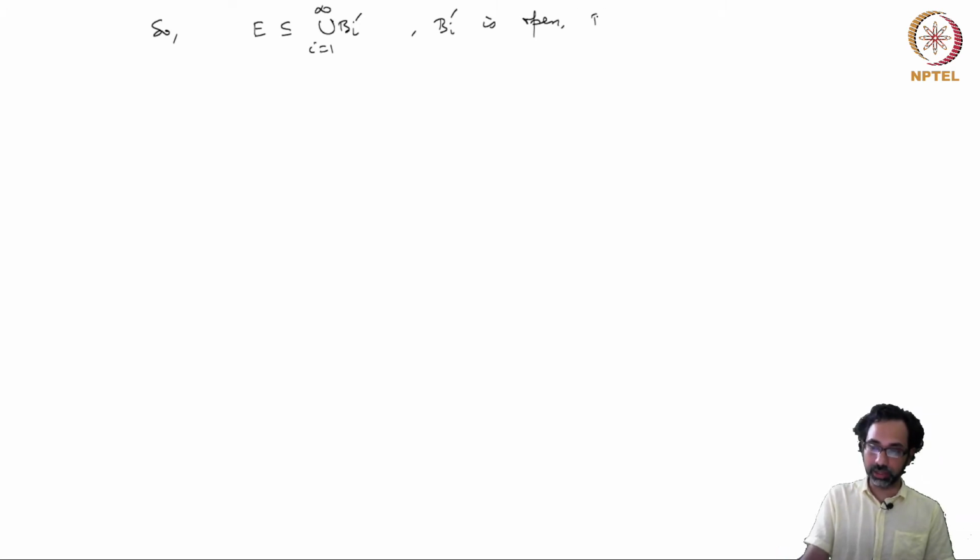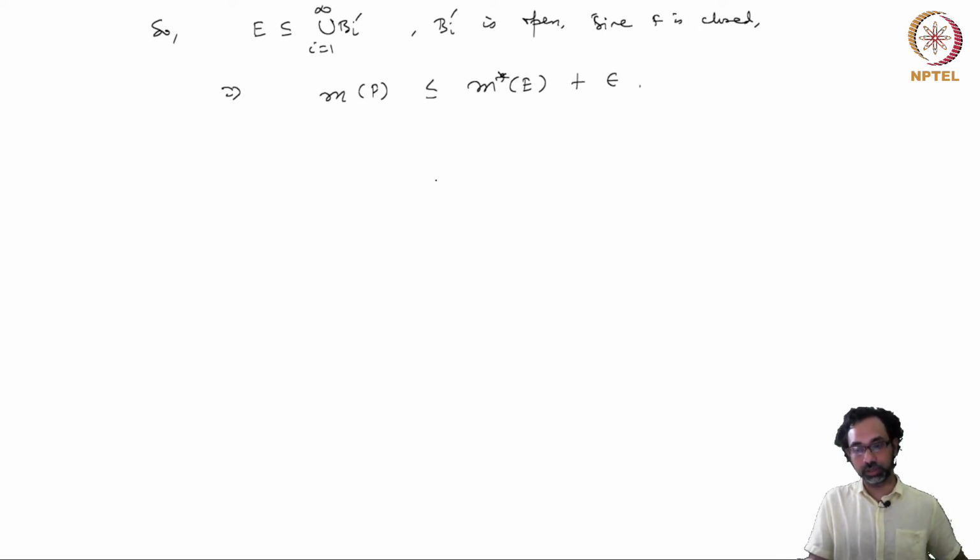So since F is closed, we are back to the previous result that we showed. So this implies that m(F) is less than or equal to m*(E) plus epsilon. So this shows that when we assume F to be closed, but the Bi's can be an arbitrary collection of boxes, then we can enlarge each of these boxes, keeping control over the volume of these boxes, such that in the end we have a collection of open boxes and we'll still get the result that we want.